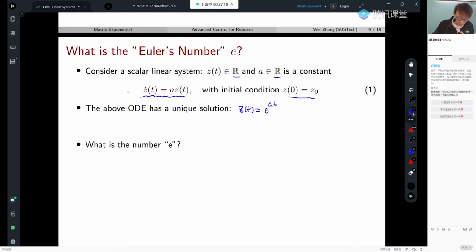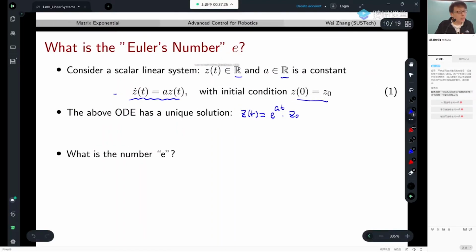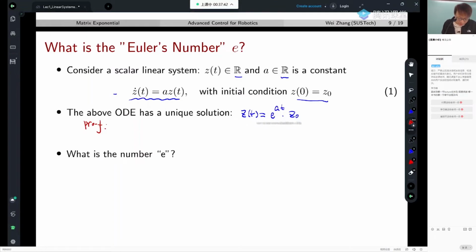How to add the initial condition? E to the AT times Z0. Okay? Is this the solution? Of course you should. Have you learned this, by the way? You should, right? Let's prove it. I like proofs. Of course, it's too simple because I only prove the simple ones in class and you prove the hard ones at home, right? That's very simple, right?